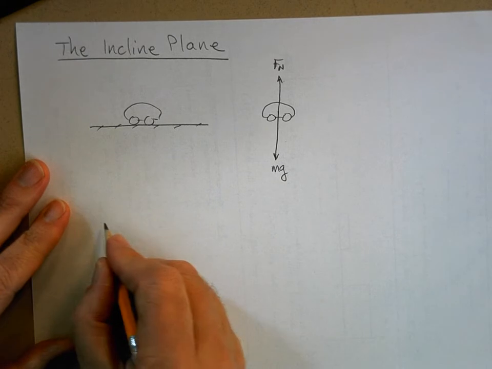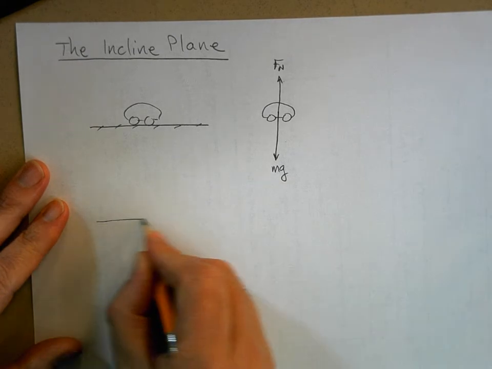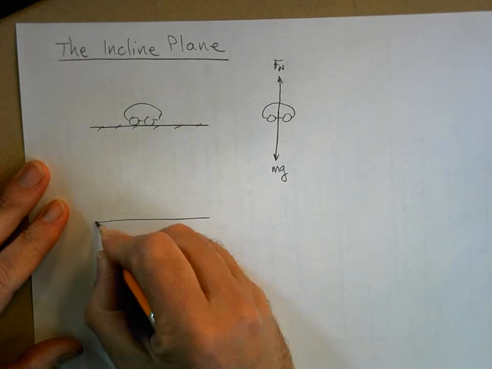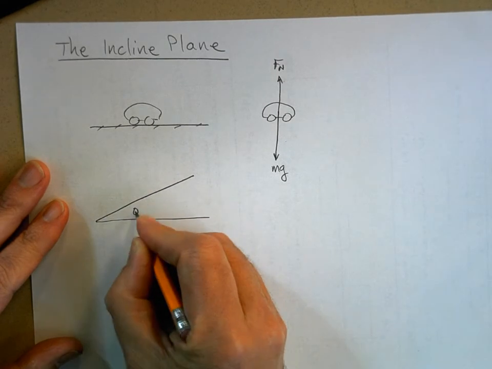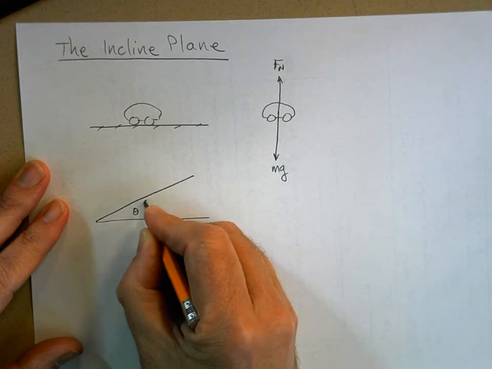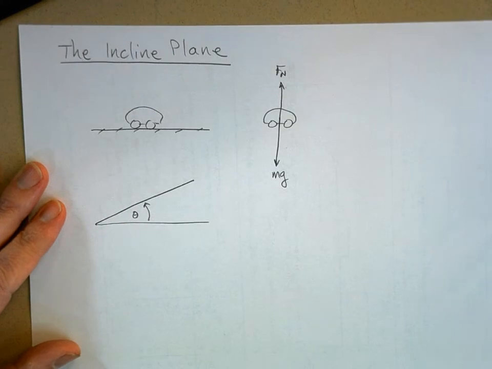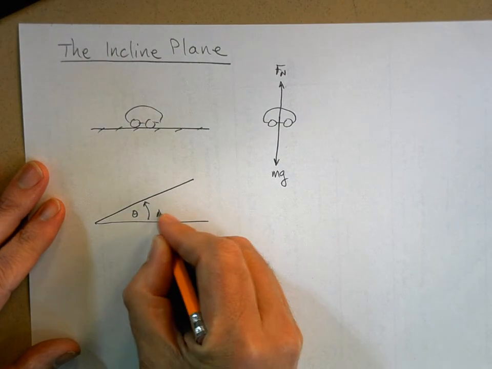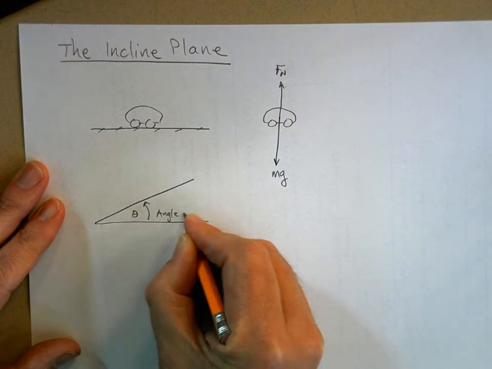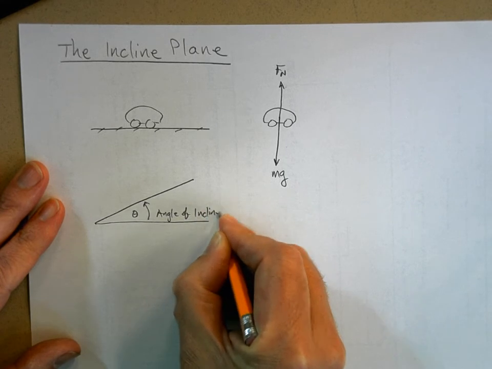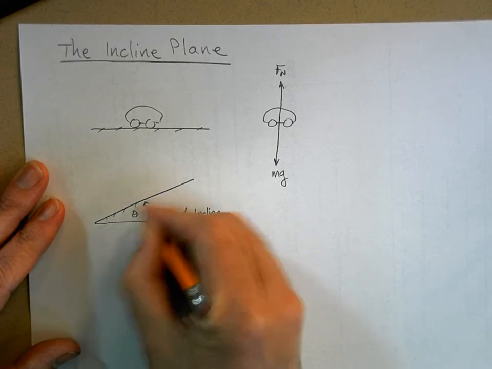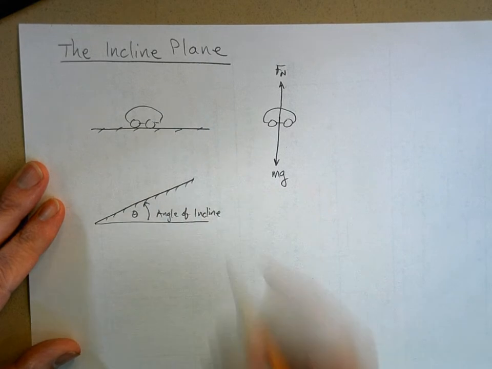But now, we're going to take our toy car of science and put it on an incline. And we're going to say this is theta right here. And theta is called the angle of incline. Or at least I'm inclined to call it that.